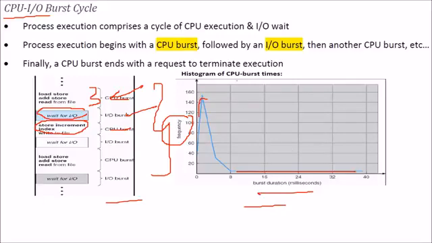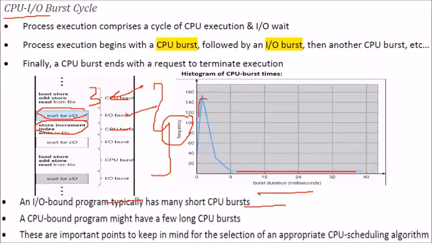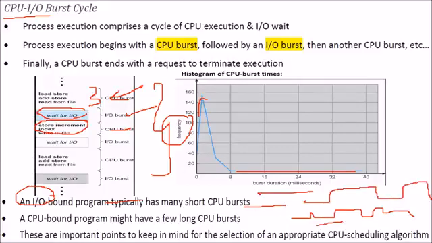We want the CPU burst time to be in accordance with the maximum CPU utilization. The input output bound process typically has many short bursts like this, while the CPU bound process has large CPU bursts. So in order to select the CPU scheduling algorithm, we have to know about this also.